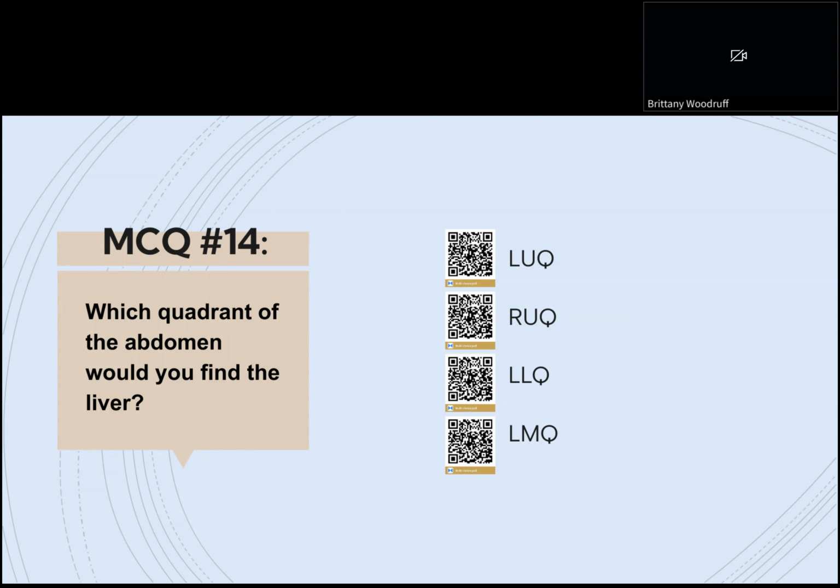Left lower quadrant's all by itself. It's hollow inside. It's not actually hollow, but for our purposes, there's nothing here. What about the left middle quadrant? That's not a thing. That does not exist. What about the right lower quadrant? Appendix. See, you're not that bad.